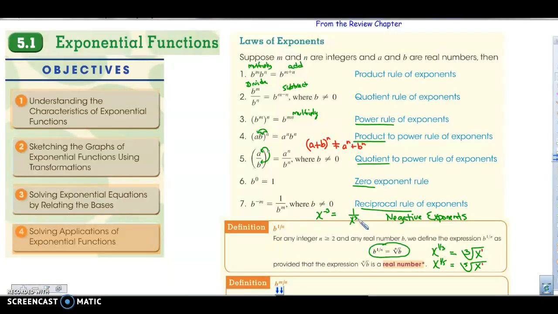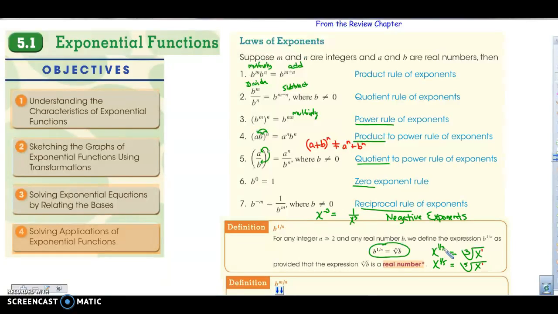Then we have the definition of rational exponents. So a base raised to a rational exponent like 1 over n, where n is greater than or equal to 2, can be rewritten as a radical, the nth root of b. Notice that the denominator of your exponent becomes the index of your radical. The numerator of your exponent, the 1, becomes the power that you raise the base to. So this is b to the 1 power.